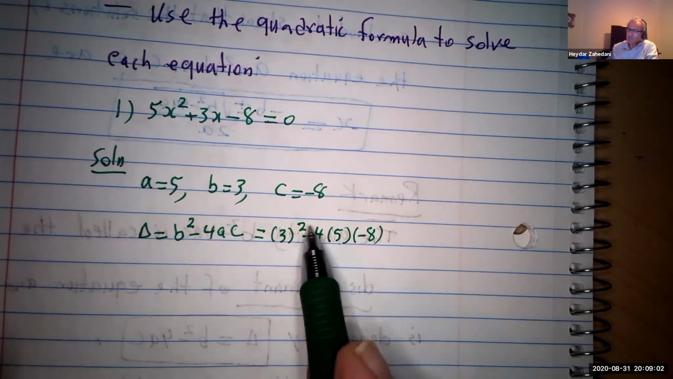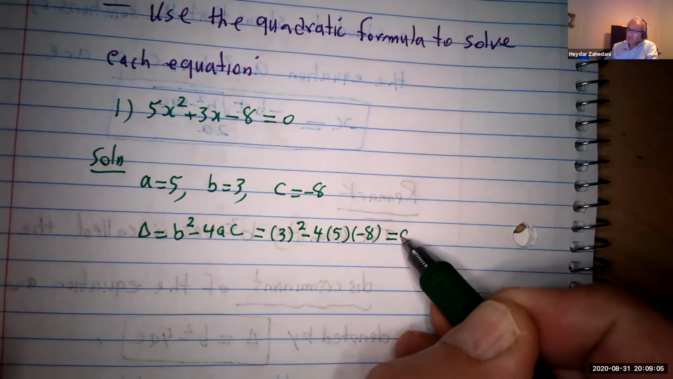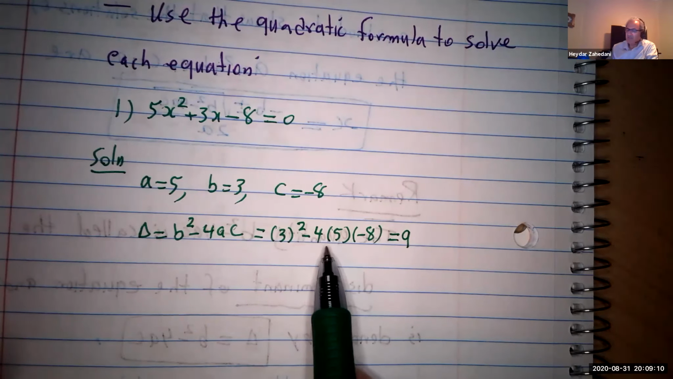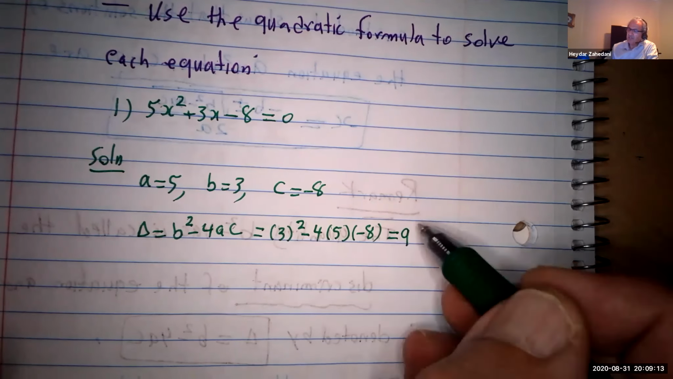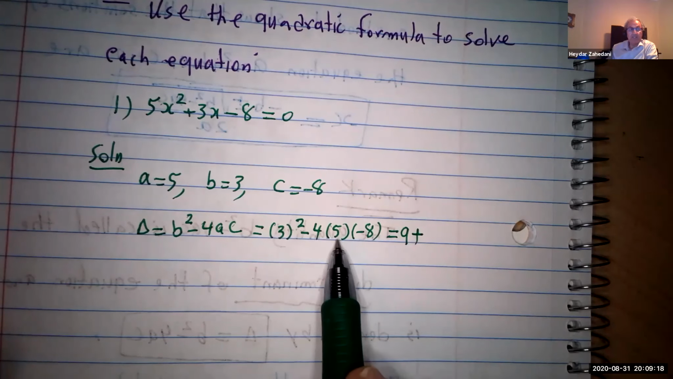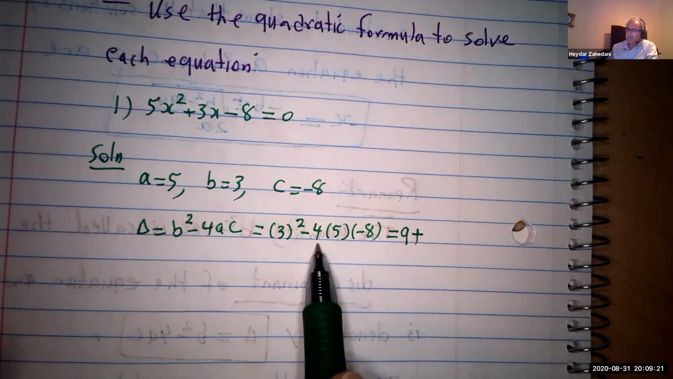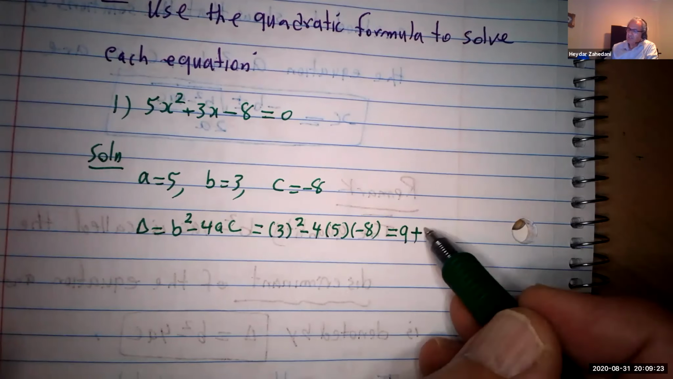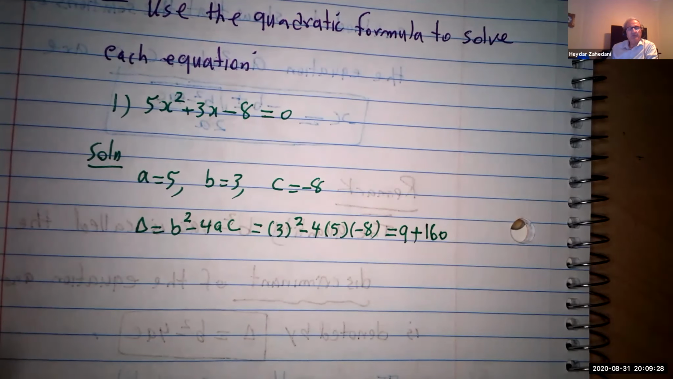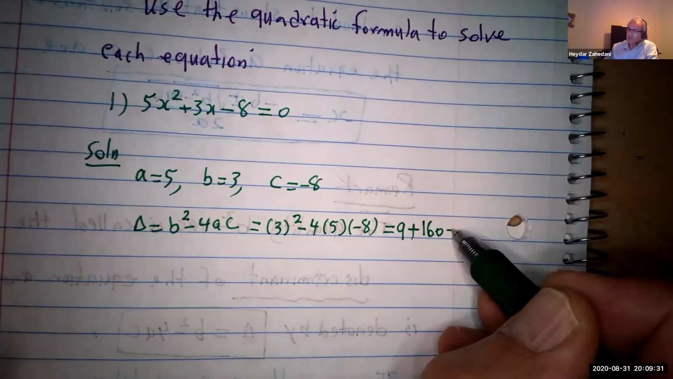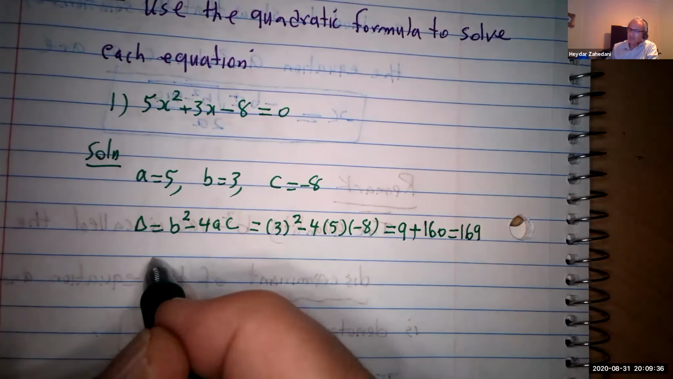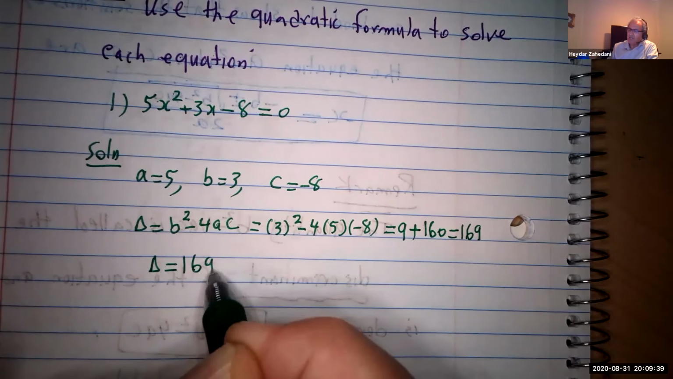Okay, so we continue. 3 squared would be 9. And over here, we multiply the sign first. You have two negatives, make it into the positive. Okay, that's it, the numbers, 4 times 5 would be 20, times 8 gives 160. You put them together, that gave 169, which is nice. Delta is 169, it's positive.